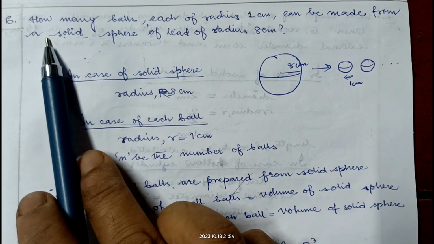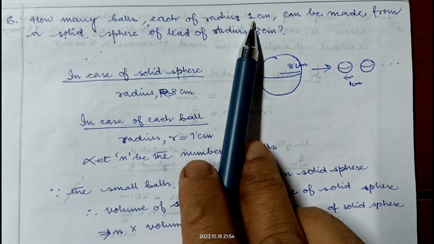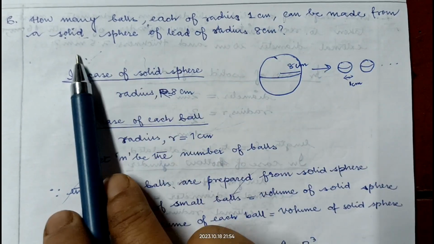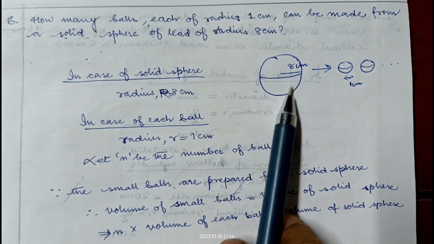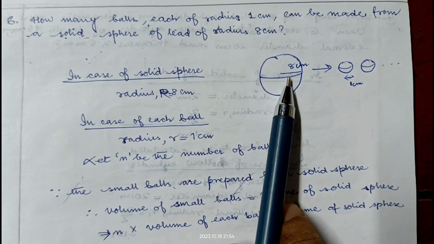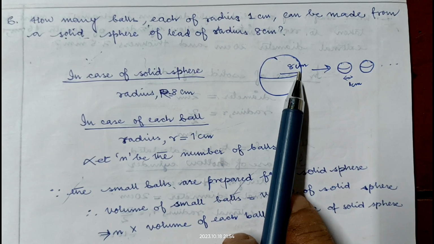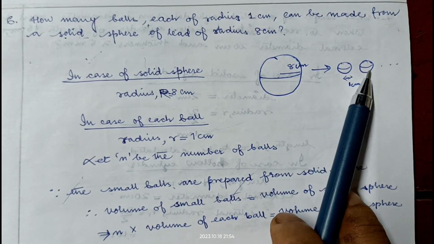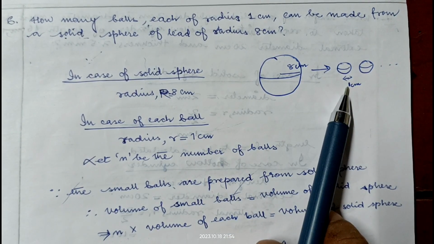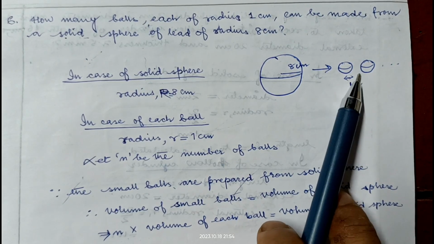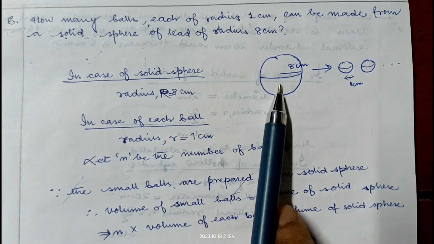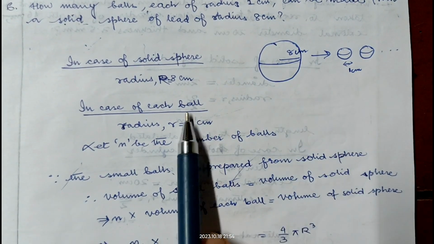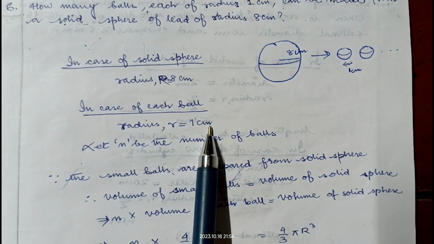Question number 6, it is given: how many balls, each of radius 1 centimeter, can be made from a solid sphere of lead of radius 8 centimeter. This is the bigger sphere whose radius is 8 centimeter. After melting, we got this type of small balls of radius 1 centimeter. We have to find how many such balls are there. So in case of solid sphere, radius capital R is 8 centimeter. In case of small sphere, radius small r is 1 centimeter.